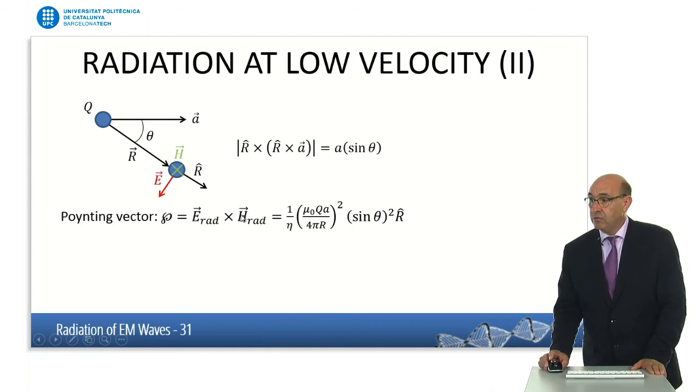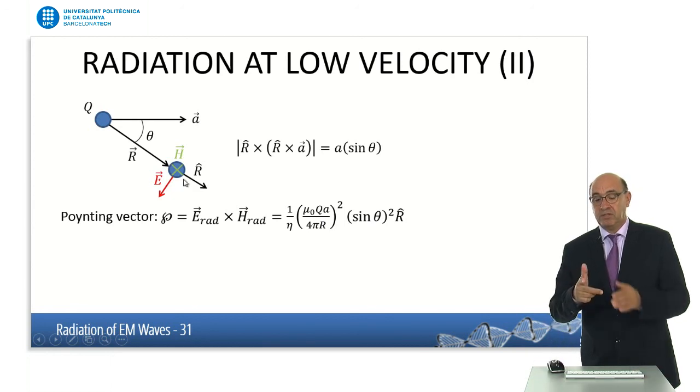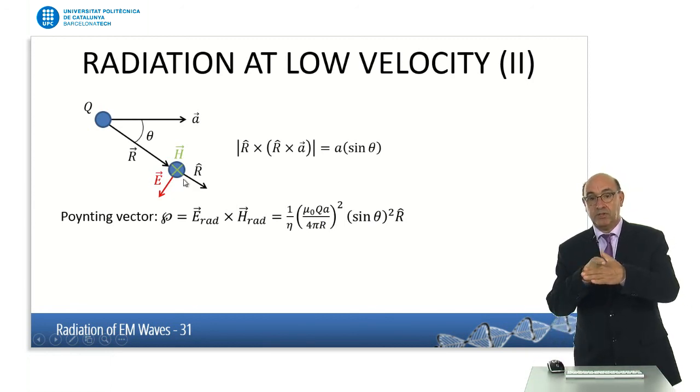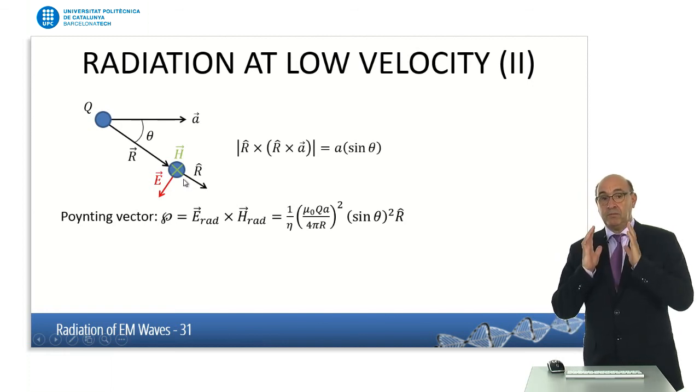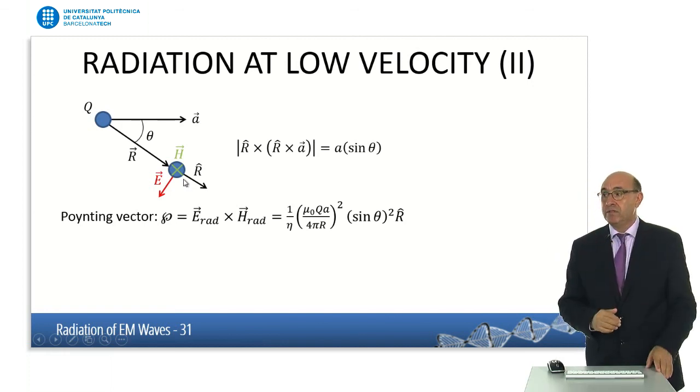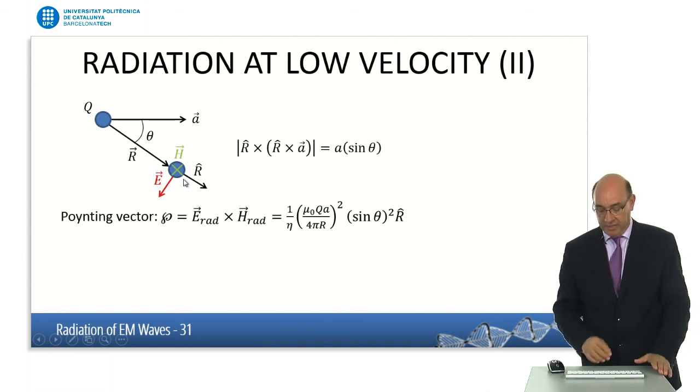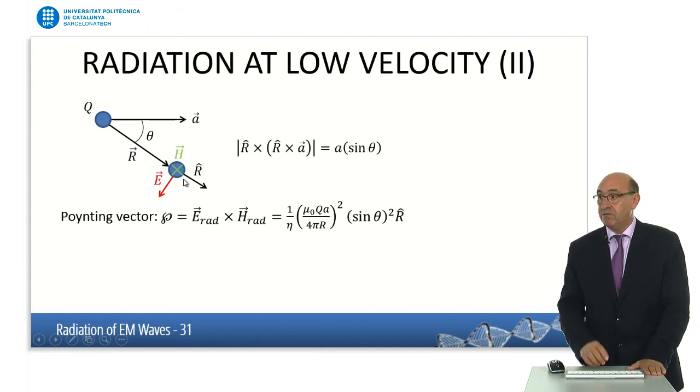And these two cross products give you a new vector. So it's telling you that although the electric and the magnetic field are in the plane perpendicular to the direction of propagation, they are pointing in this direction. Okay? The power is being transported with the wave. It's traveling along the space, following the path of the wave.